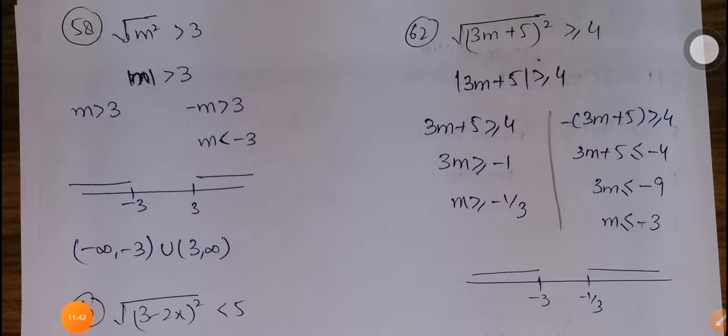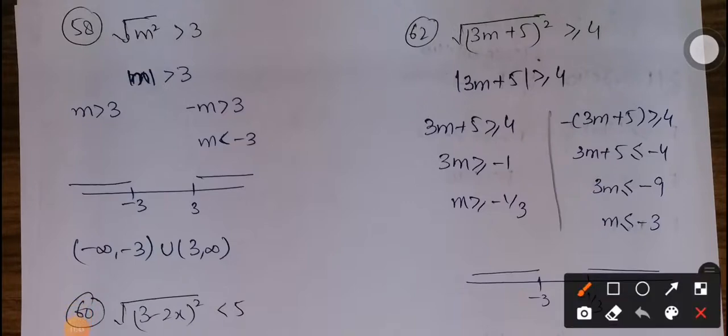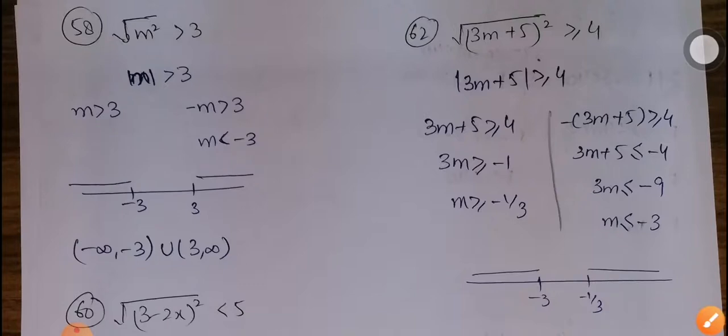So here we have question number 58. The square root of m squared is greater than 3. So we will replace it with the absolute value of m greater than 3. Now m is greater than 3 and minus m is greater than 3, that is m is less than minus 3 and m is greater than 3. So there will be a union of the two intervals as the solution set.